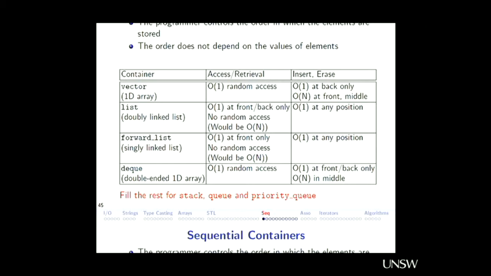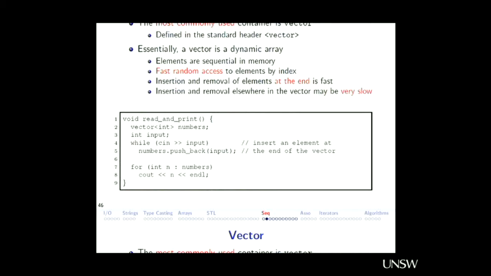And you can work out the rest for a stack, a queue, and a priority queue yourself. So I've probably mentioned vector about 20 times already. Vector is the most common thing you're going to use. It's defined inside the header file vector, so #include <vector>. Essentially, it's a dynamic array. Its elements are stored sequentially in memory. You have very fast access to elements. Insertion and removal at the end is very fast, but insertion and removal in the middle is very slow.